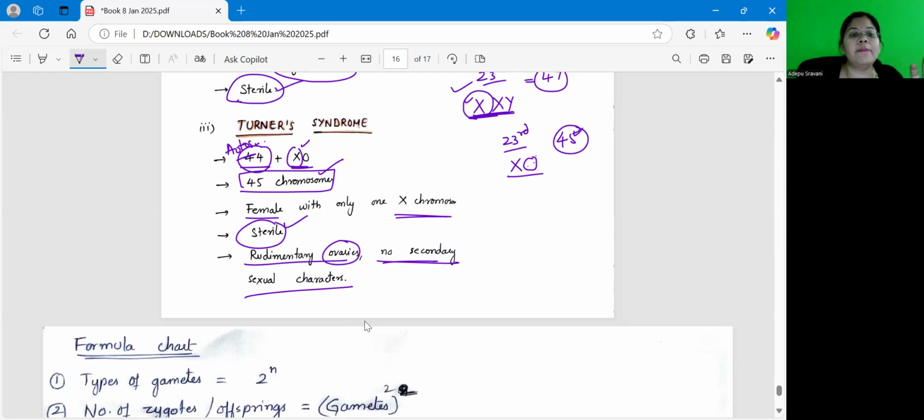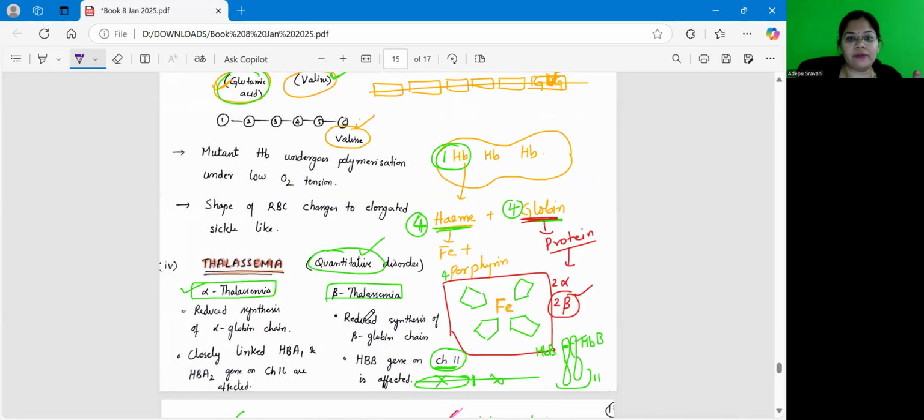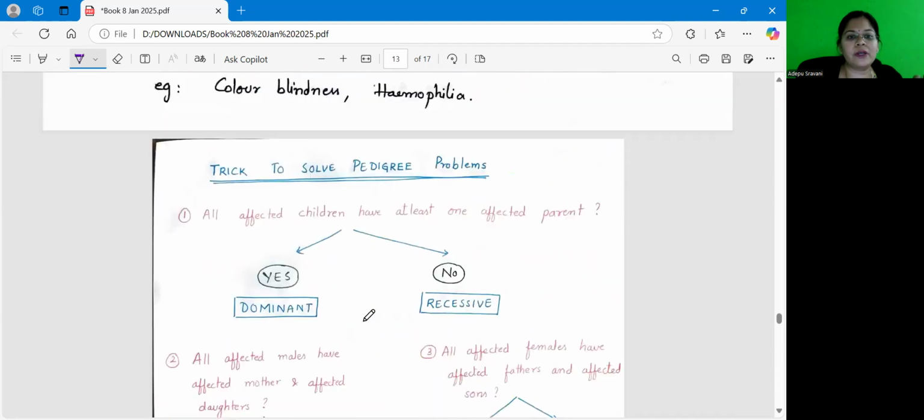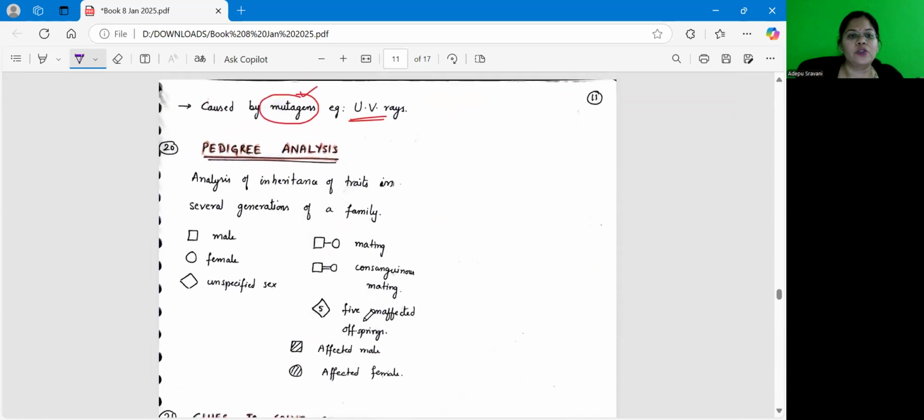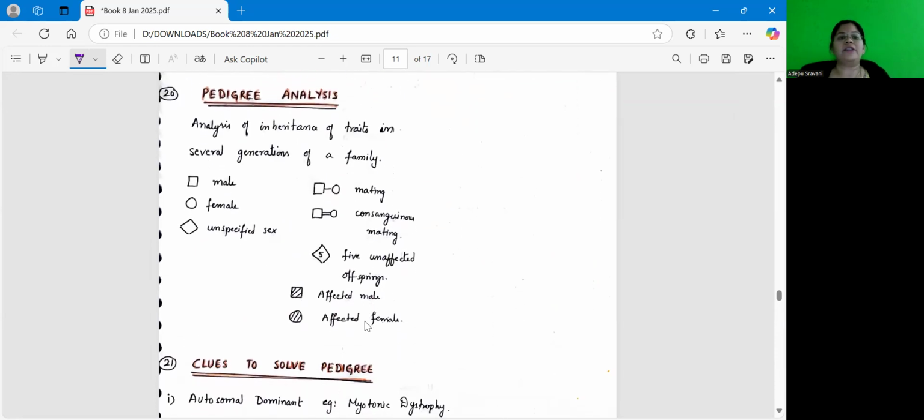Now we'll go with the pedigree analysis, which I have left. So if you talk about pedigree analysis, now you will be able to understand properly. What do you mean by this? Actually, it is analysis of inheritance of traits in several generations of a family. Inheritance means transfer of traits or characters. It can be characters or diseases, anything. If we want to study any particular transfer or inheritance of disease or character in generations, in a family tree, then we do something called pedigree analysis. For this, we have certain signs like square is male, circle is female, all these things, please go through.